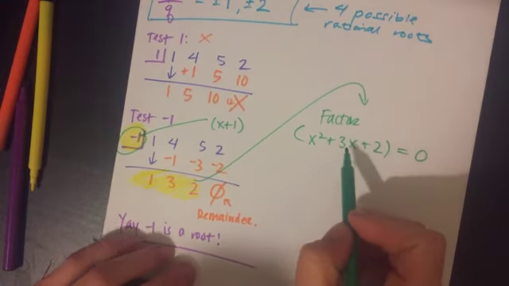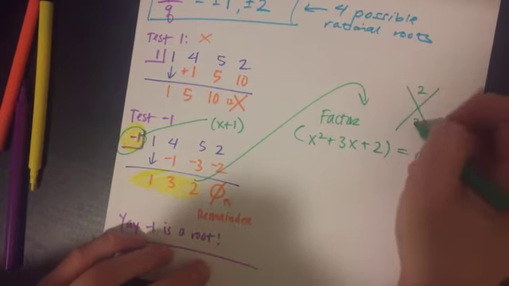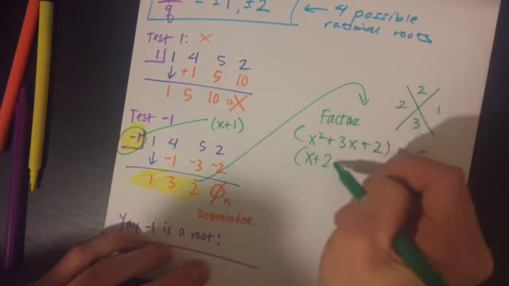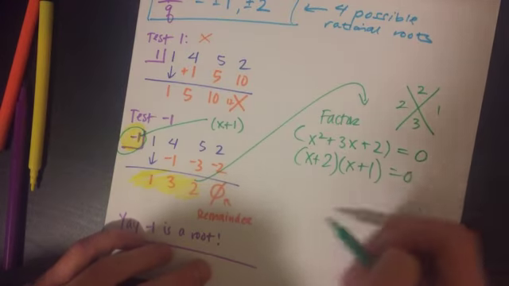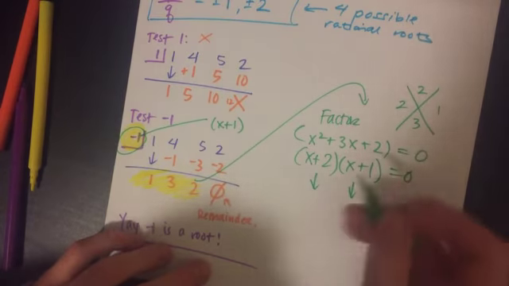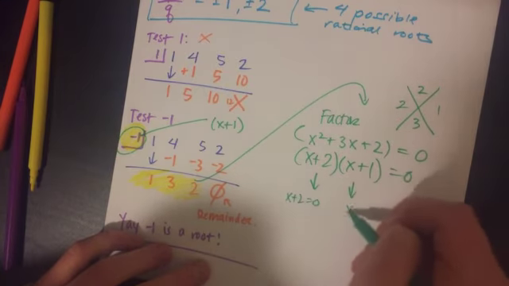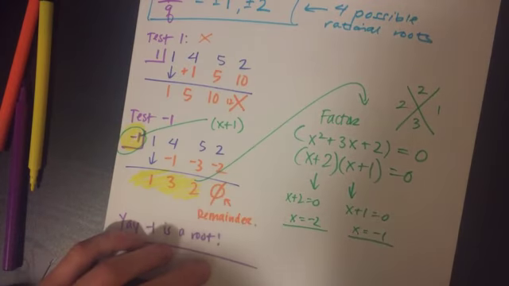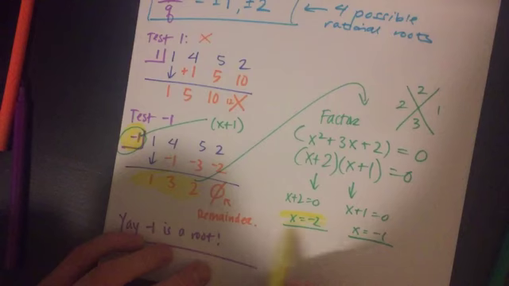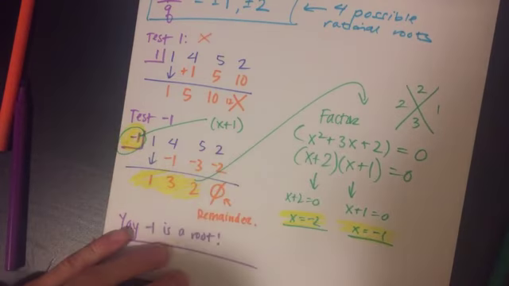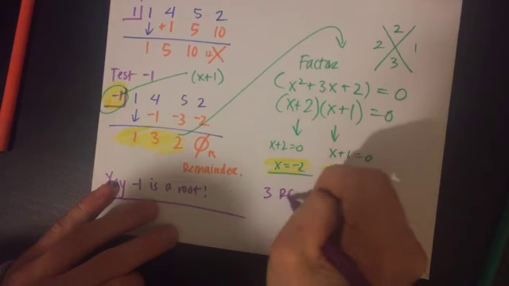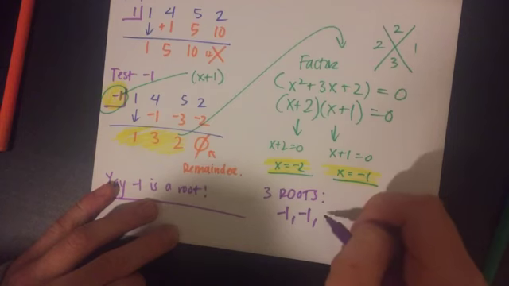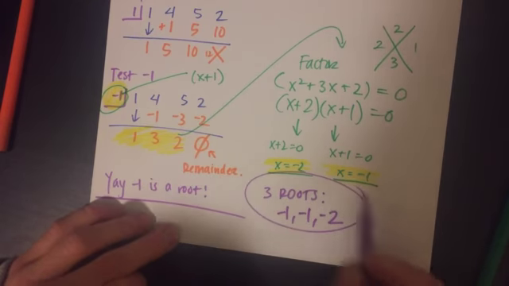Let's see. 2 things that multiply to 2 and add to 3 are 2 and 1. So I have x plus 2, x plus 1 equals 0. So if I use the zero product property, x plus 2 equals 0, x plus 1 equals 0, I have x equals -2, and x equals -1. So I really have my 3 roots. This is 1, and this is 1. So my final answer is 3 roots, -1, -1 again, and -2. Ta-da!